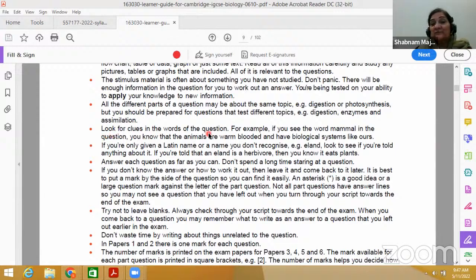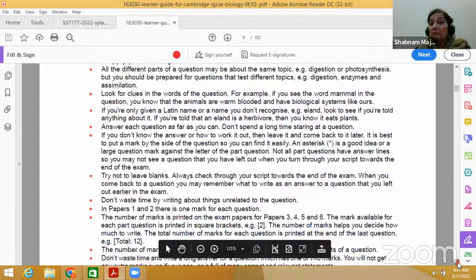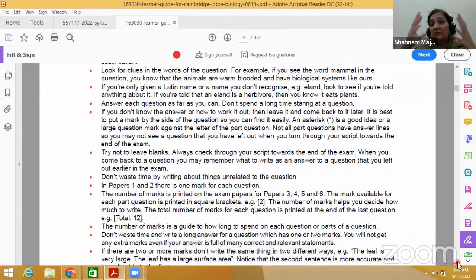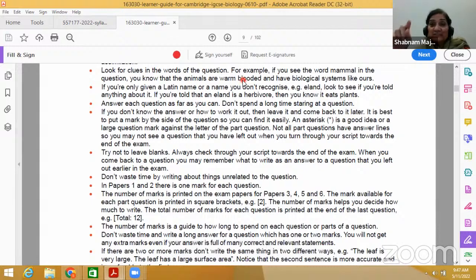Then look for clues in the words of the question. For example, if you see the word mammal. Now look, the word mammal gives you large information in the question. You know that the animals are warm-blooded. Warm-blooded, you can even use another term for it. They are also called endotherms. Mammals are endotherms. You can even use the term homeothermic. Homeothermic and endotherms are very common in the O-level syllabus that you need to know. But in IGCSE, warm-blooded or endotherms. Same is the case, the mammal information is relevant in that they are warm-blooded like us, humans.